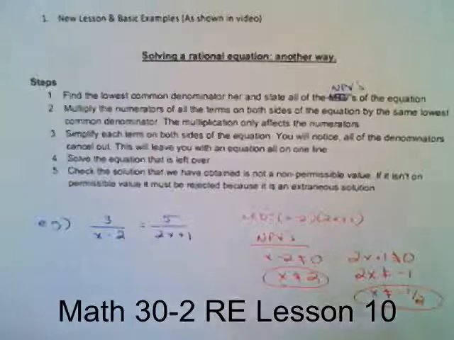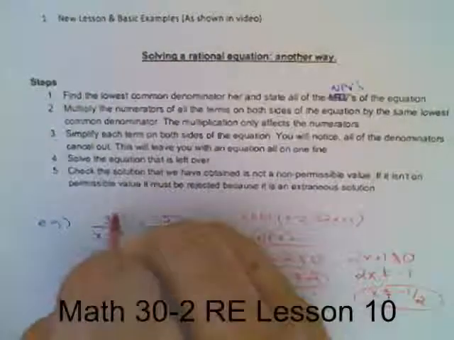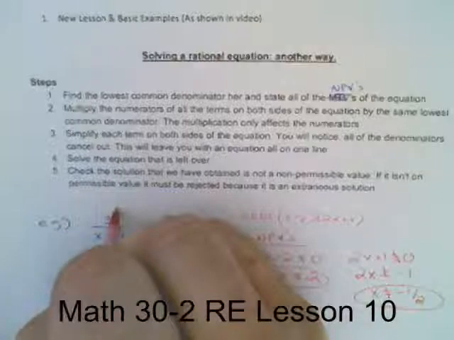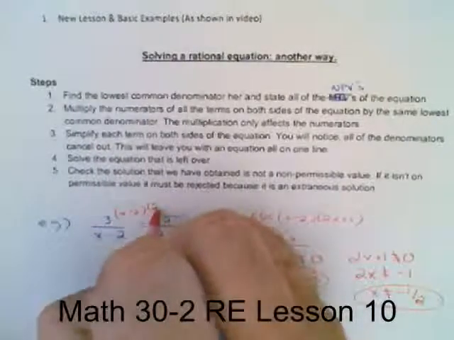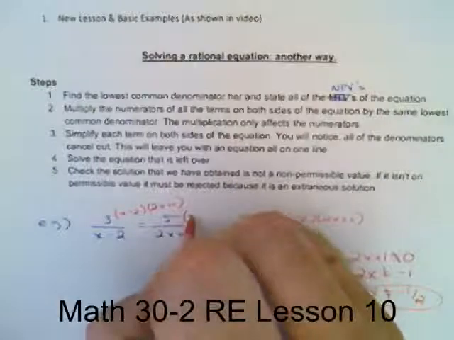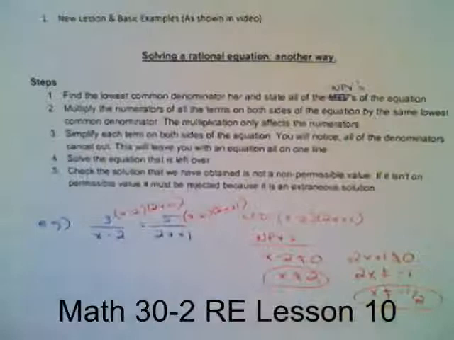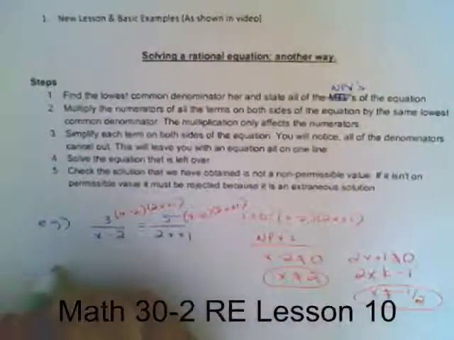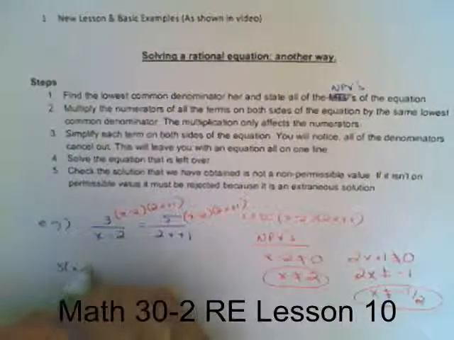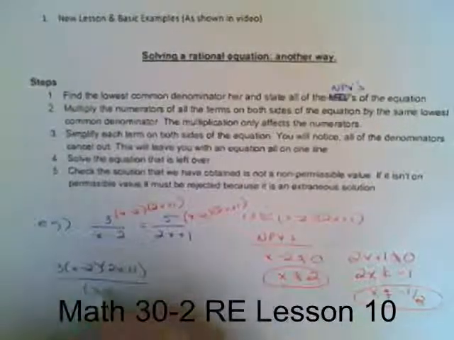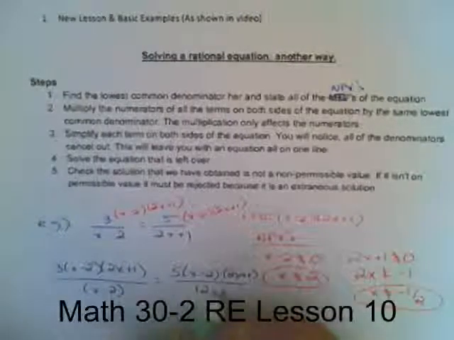Okay. Now I multiply both sides, numerators only, by my lowest common denominator. X minus 2, 2x plus 1 to that numerator. X minus 2, 2x plus 1 to that numerator. When I do, and I'm going to rewrite it, you don't absolutely have to, I'm going to get 3 times x minus 2 times 2x plus 1 all over the x minus 2. There's my equals. 5 times x minus 2 times 2x plus 1 all over the 2x plus 1.